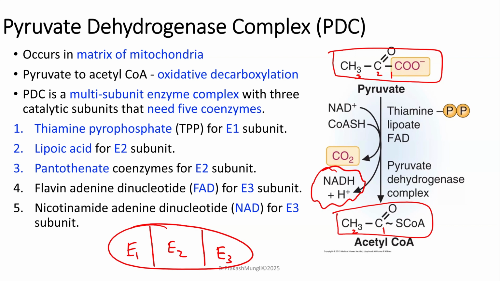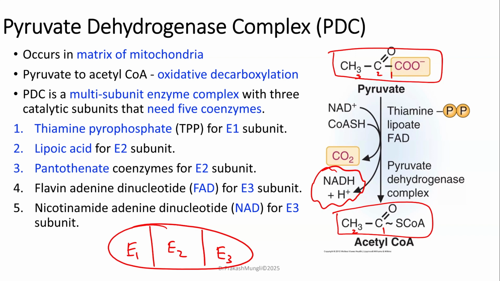And remember, this lipoic acid has SH2, a thiol group. I'll come to that in arsenate toxicity. And then the E3 subunit needs FAD and NAD. Now you know FAD comes from riboflavin, NAD comes from niacin. So how many water-soluble vitamins are participating in the PDC? Vitamin B1, vitamin B2, that is riboflavin, vitamin B3, niacin, vitamin B5, pantothenate, and lipoic acid. These are the requirements that you need to know.